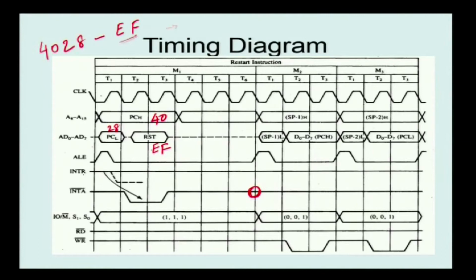Suppose the EF address, which is the 5th interrupt, its address is 0018. 18 means here we have to write the higher data 00, then 18. So, after getting this address, now the processor switches over to the ISR, the interrupt service routine.